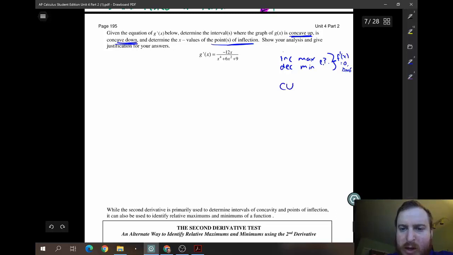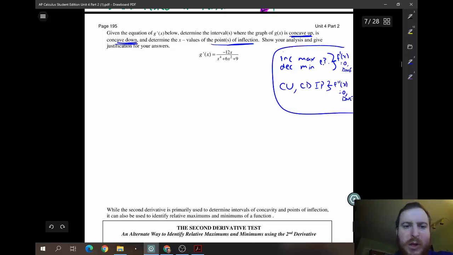Whenever we see the words concave up, concave down, or inflection point, then we're going to do the same process, but we're going to take the second derivative and set the second derivative equal to 0 or DNE. That's something to remember, be on the lookout for. So we see that second case, so we need to take the second derivative. We're starting with the first derivative, so in this case we only need to take the derivative once.